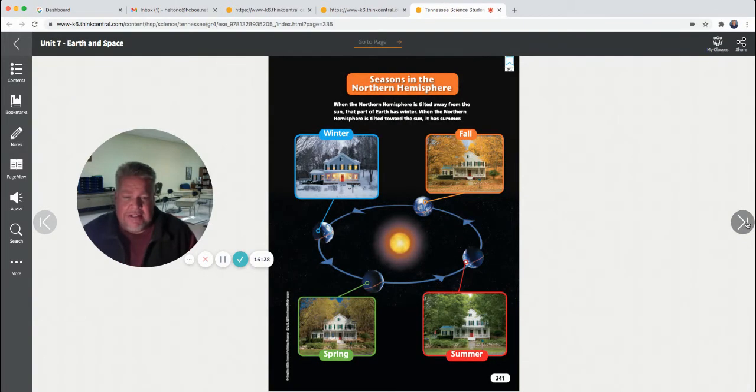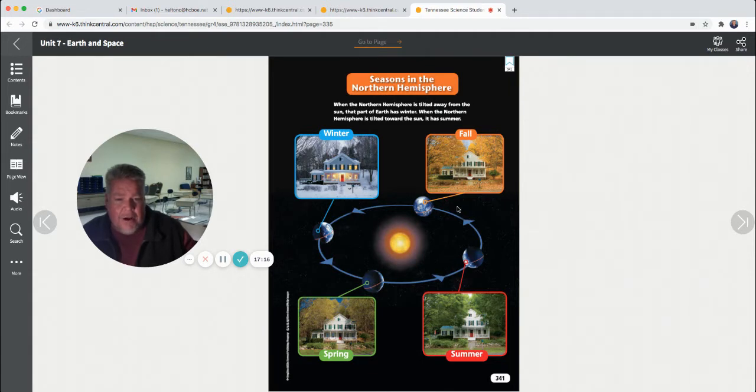And this just shows in a diagram what I was just showing you with my apple. Okay, so seasons in the northern hemisphere. When the northern hemisphere is tilted away from the sun, that part of the earth has winter. When the northern hemisphere is tilted toward the sun, it has summer. The closer you are to the sun, the warmer it's going to be, right? So if we look here in summer, this top part of the earth, the northern hemisphere, is tilted towards the sun. It's like it's leaning towards the sun. You ever lean towards the fireplace or put your feet up near the fireplace so you can feel the warmth more? Yeah, well, the earth is kind of leaning towards the sun, and it's warmer in the northern hemisphere.